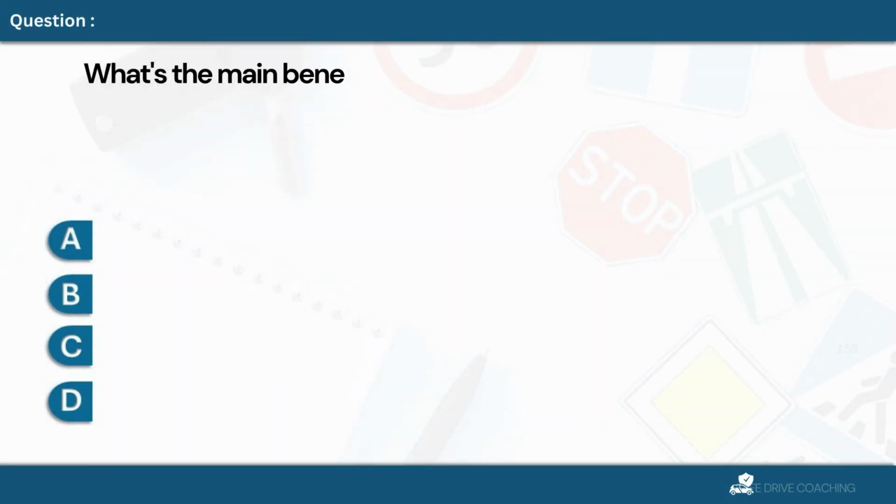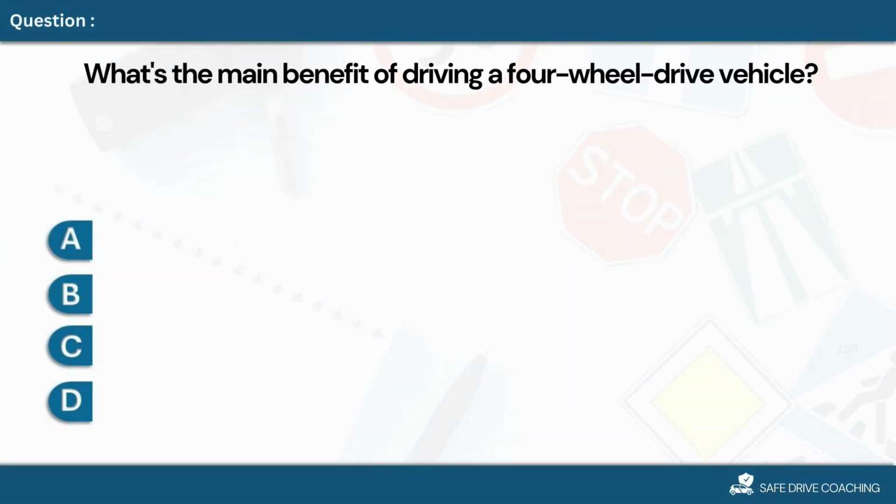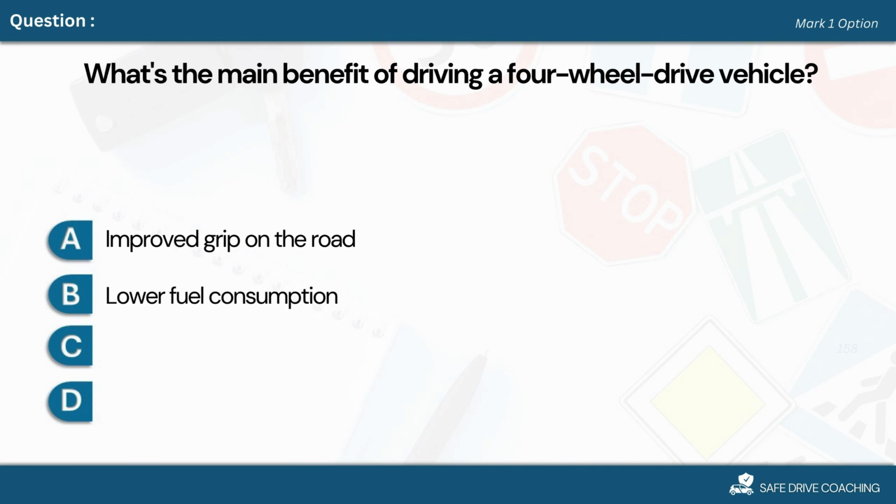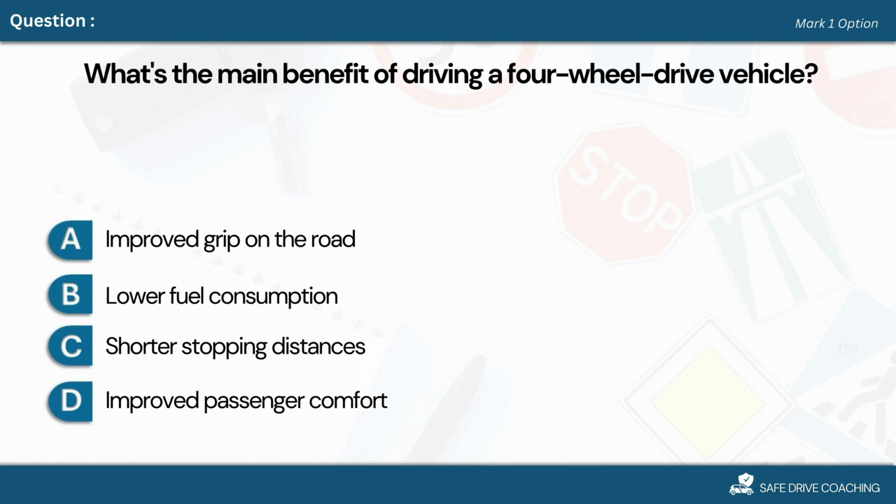What's the main benefit of driving a four-wheel drive vehicle? A. Improved grip on the road. B. Lower fuel consumption. C. Shorter stopping distances. D. Improved passenger comfort. The correct answer is A. Improved grip on the road.